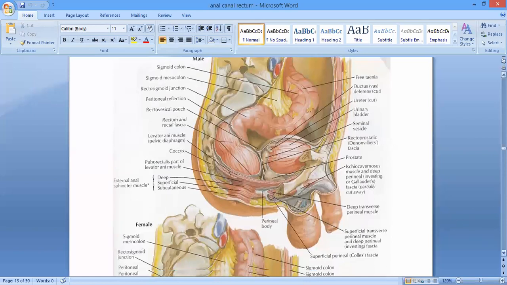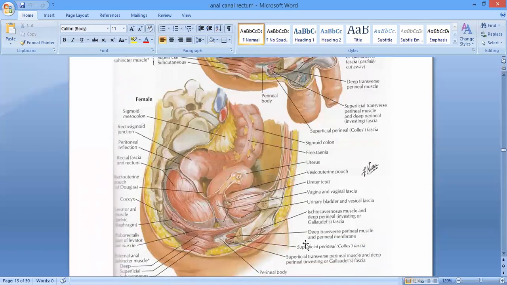Whereas in the case of the female, you see, there is the lower part of the vaginal canal, right? Here is the perineal body, and then these are muscles forming the urogenital diaphragm, and then the lower part of the vaginal canal is present over there, right? So these are the structures which are present in anterior relation to the anal canal.